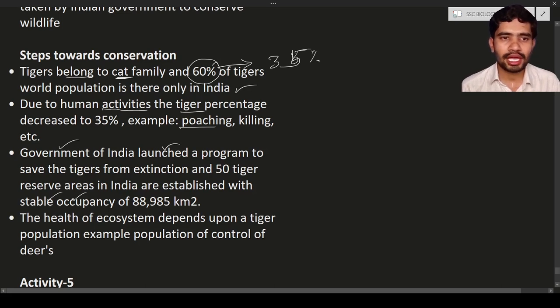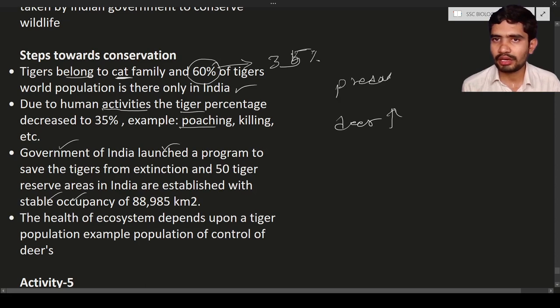The health of the ecosystem depends upon the tiger population. Example, population control of deer. Let us consider all tigers are completely dead, all lions are completely dead. What happens if the tigers are dead? The deer population is going to increase. Here we have to see the prey and predator relationship. So what is meant by predator?